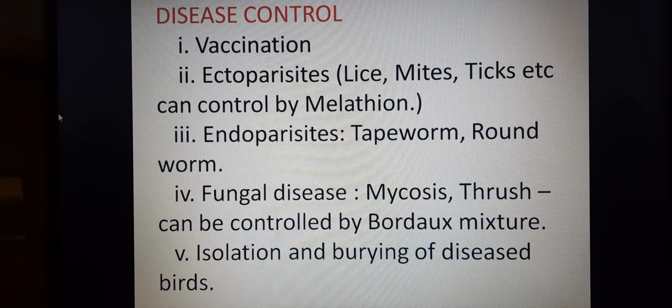So, Bordeaux mixture we can make at 1%, that is 1 gram of calcium oxide and 1 gram of copper sulphate in 1 liter of water. Copper sulphate is blue in color, another name is blue vitriol, and calcium oxide is lime. And the main thing is isolation and burying of diseased birds. If only one diseased bird is there, we should isolate it and destroy the animal, that is, we should bury the animal. The good animals should not come in contact with the diseased animal.